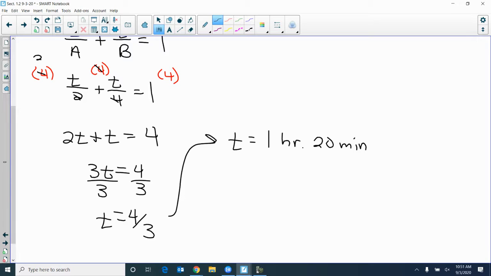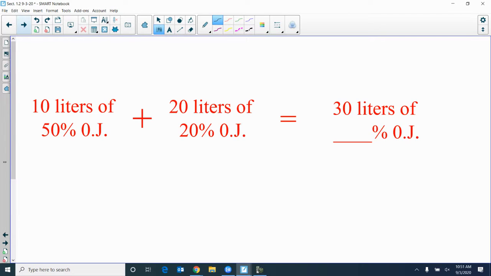All right, now the last one, we got to do a little bit of background before we get to this one. Look at this up here and see if you can understand what's happening. 10 liters of 50% OJ plus 20 liters of 20% OJ is going to be 30 liters of what percent? Don't just add them up and divide by 2. That doesn't work. You got to think through it.